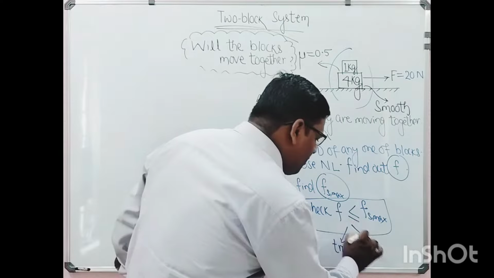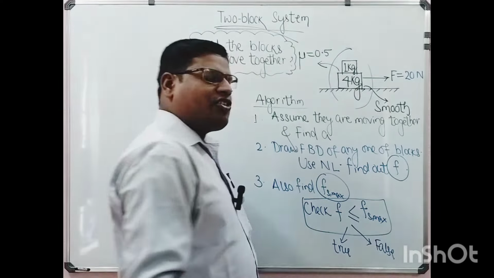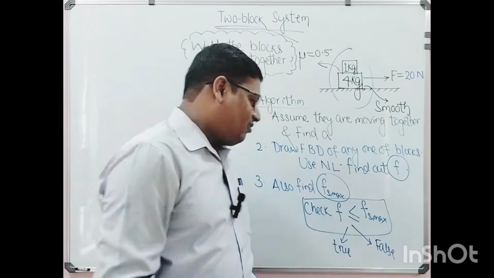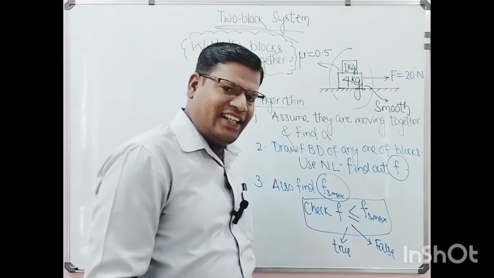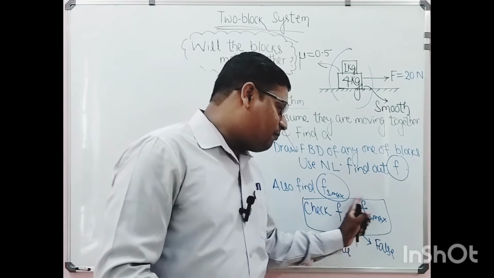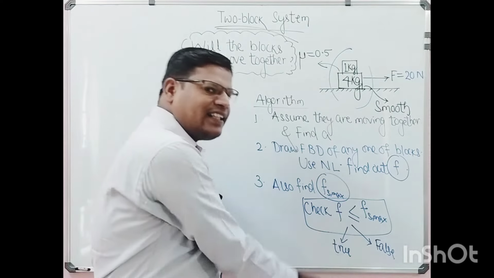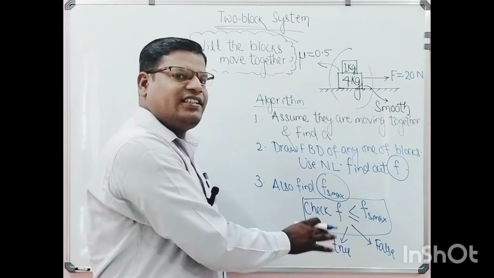But let's say after performing this check, you find that no, the value of friction you got in step 2 is more, and the maximum value of static friction is less. If you find such a situation, that means the check is false, then our assumption and the steps of solving, this is incorrect.